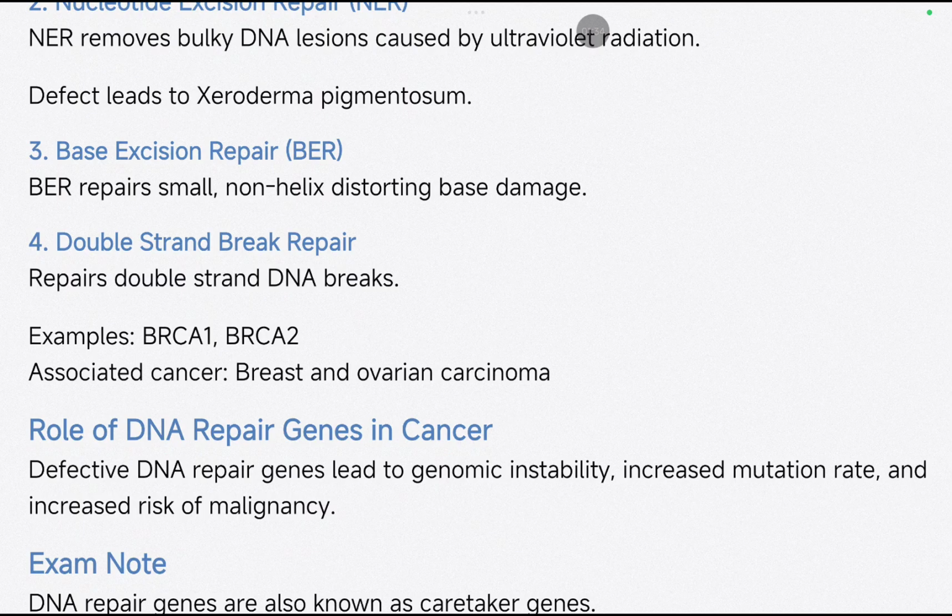For example, BRCA1, BRCA2. And what are the cancers which are associated with double strand break repair? If any malfunction happens while double strand break repair is going on, it will lead to either breast cancer or ovarian carcinoma. What is the role of DNA repair genes in cancer? Defective DNA repair genes lead to genomic instability, increased mutation rate, and increased risk of malignancy.